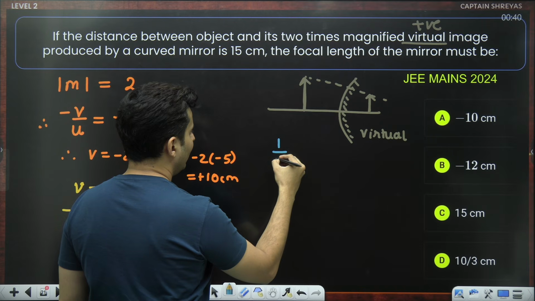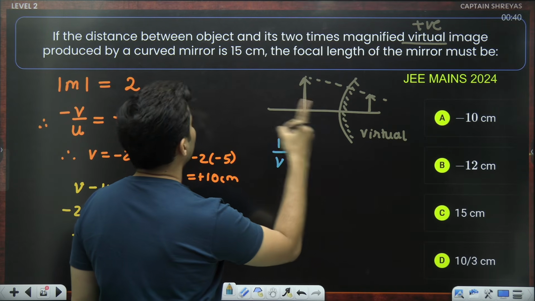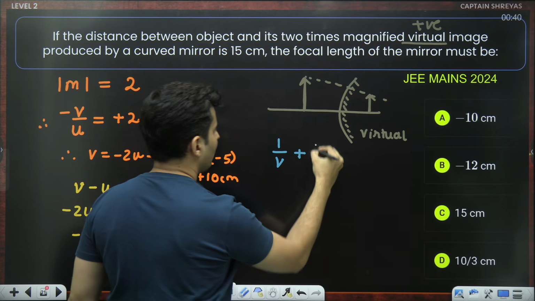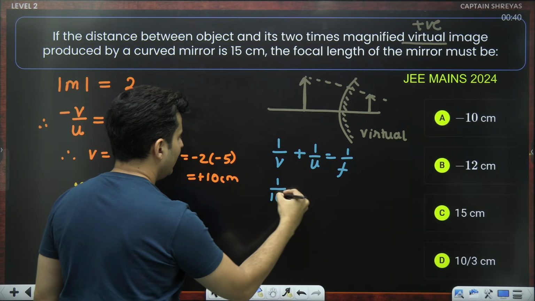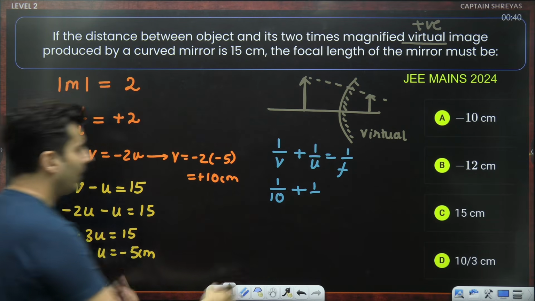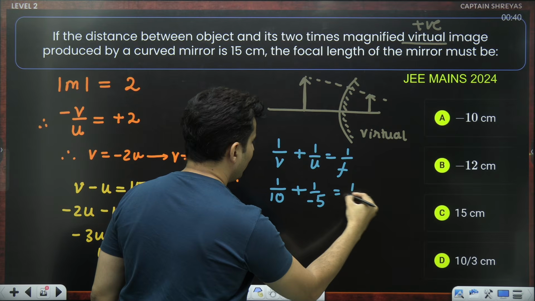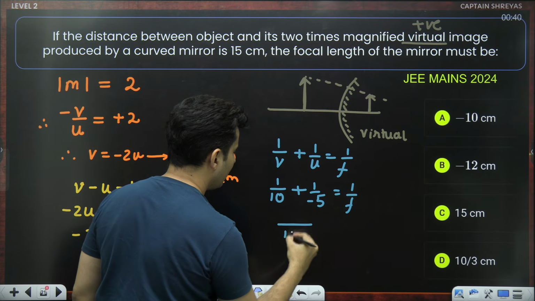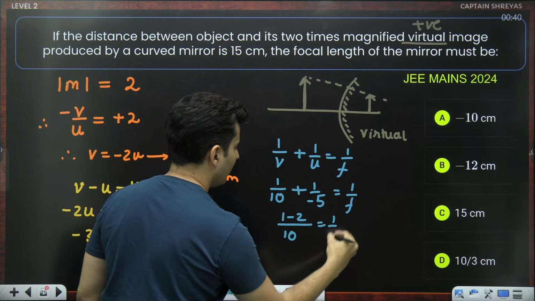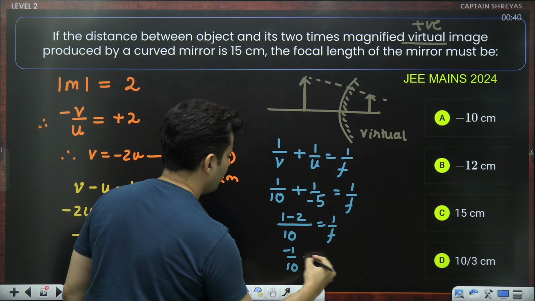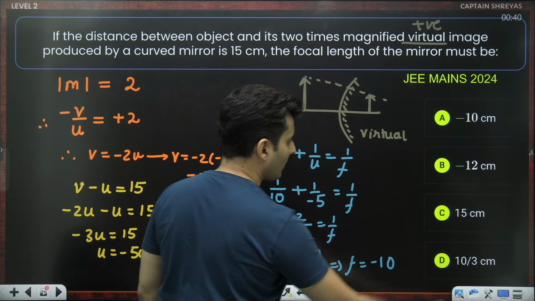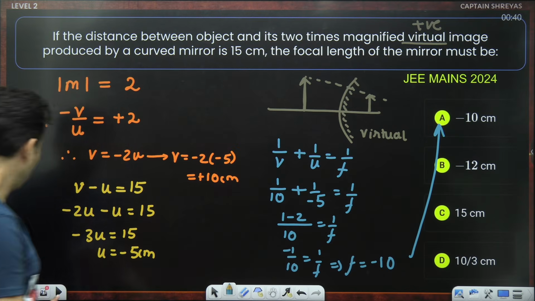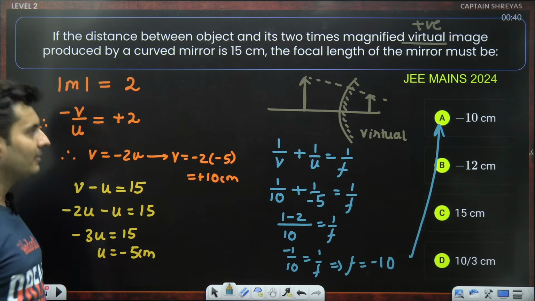So 1 by V plus, because this is a mirror, 1 by U is equal to 1 by f. V is 10, U is negative 5, equal to 1 by f. LCM is 10. 1 minus 2 is equal to 1 by f, which is minus 1 by 10 equal to 1 by f. That means f is equal to negative 10, which is option A. Yep, that is the correct answer.